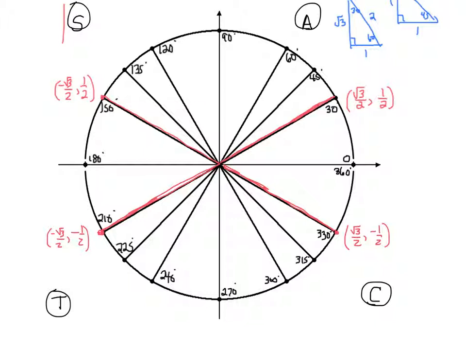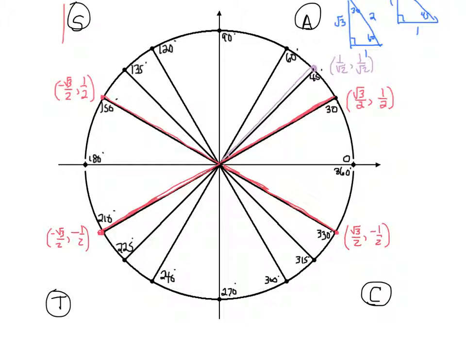Now we will move on to an angle of 45 degrees next. Let's grab a different color here. All right, 45 degrees right here. Okay, so cosine for 45 degrees is 1 over root 2. Sine 45 degrees is actually also 1 over root 2. So the corresponding point on our unit circle will be 1 over root 2, 1 over root 2.